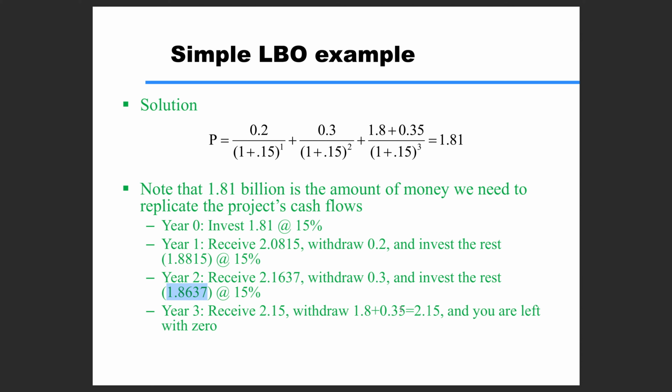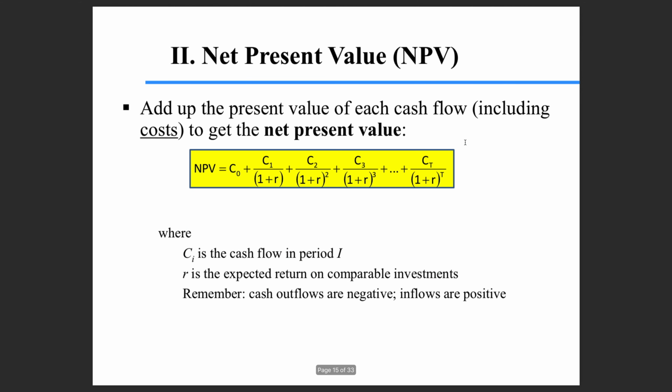So you can see that if I am able to invest at 15%, the amount of money I am willing to pay for this firm, $1.81 billion, would exactly replicate the total stream of cash flows that this firm entitles me to. Now let's talk about the concept of net present value.